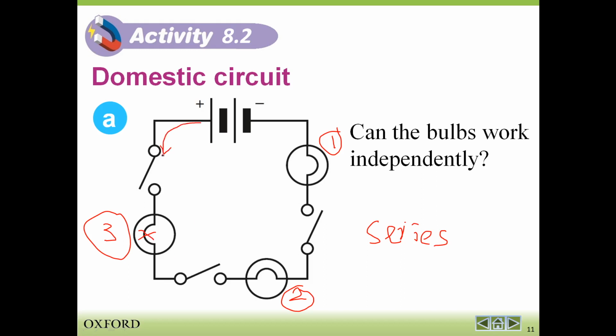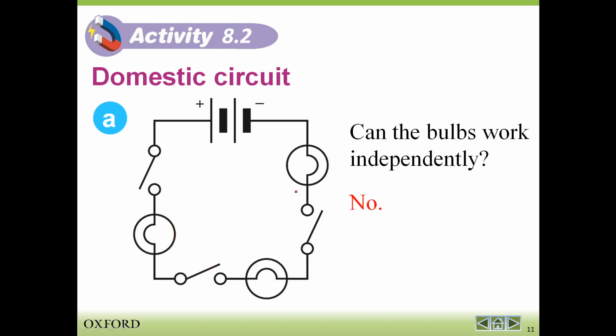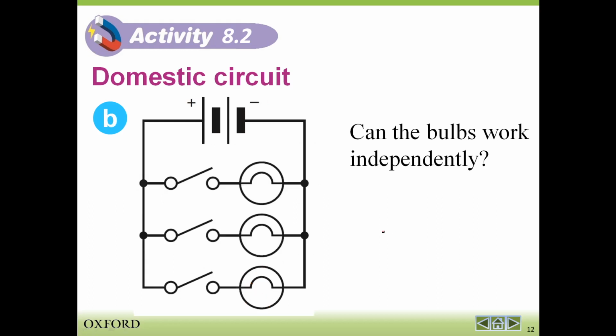I think you should know that when this is connected in only one way, if it is broken right here, the circuit is incomplete. So in this case, you will find the bulbs cannot work independently. If one is out of order, then the others cannot work properly. Second case: what if they are connected in parallel?